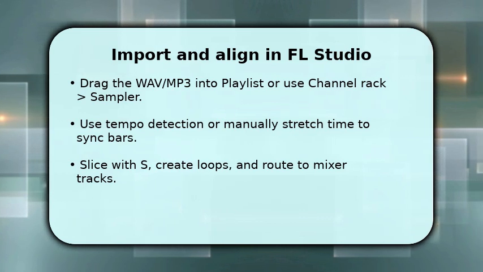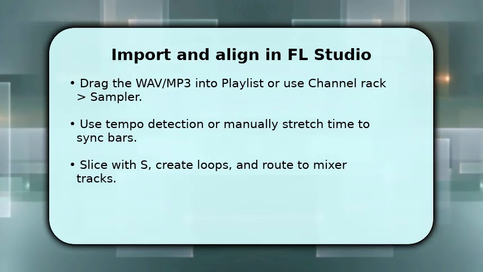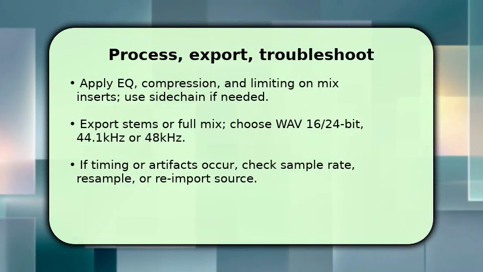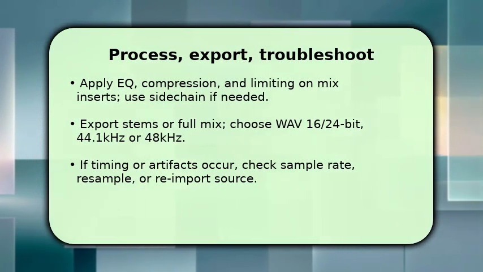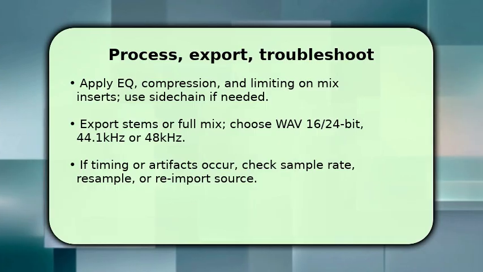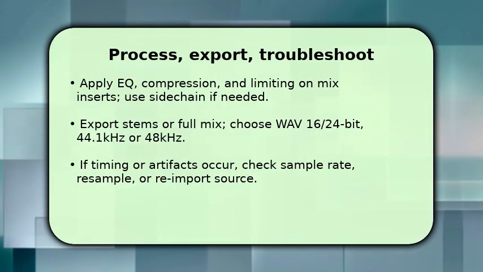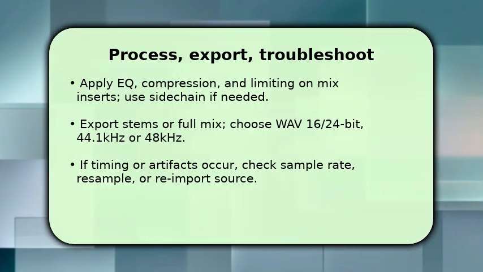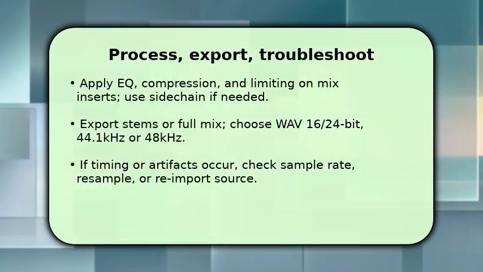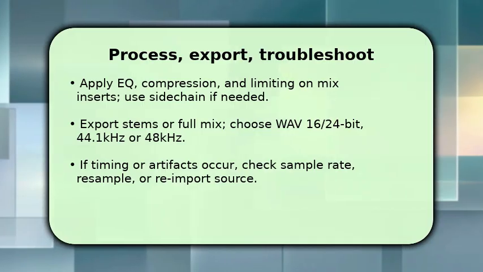Finish by processing the beat on mixer inserts. Use EQ to carve space, compression for cohesion, and limiting to prevent clipping. Route your vocal or instrument tracks and perform a final balance, then export either stems or the full mix as WAV at 16 or 24-bit and 44.1 or 48 kHz.